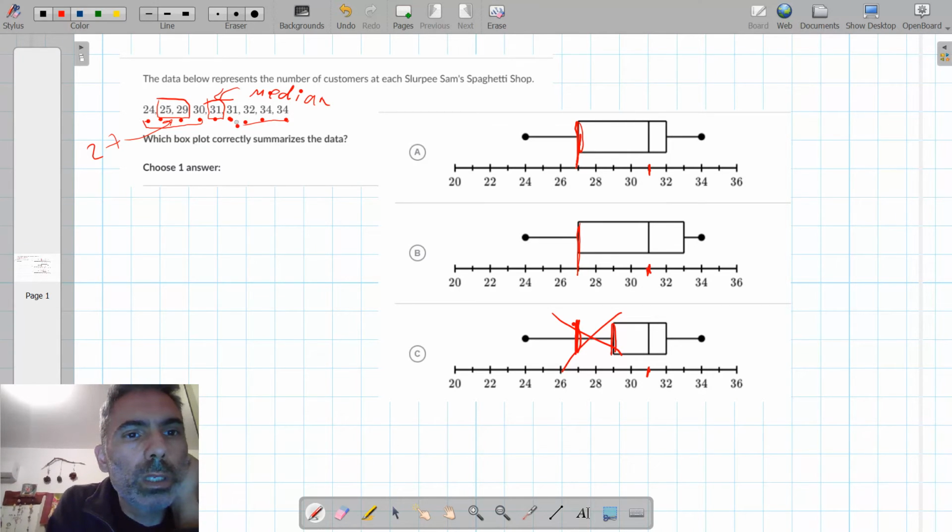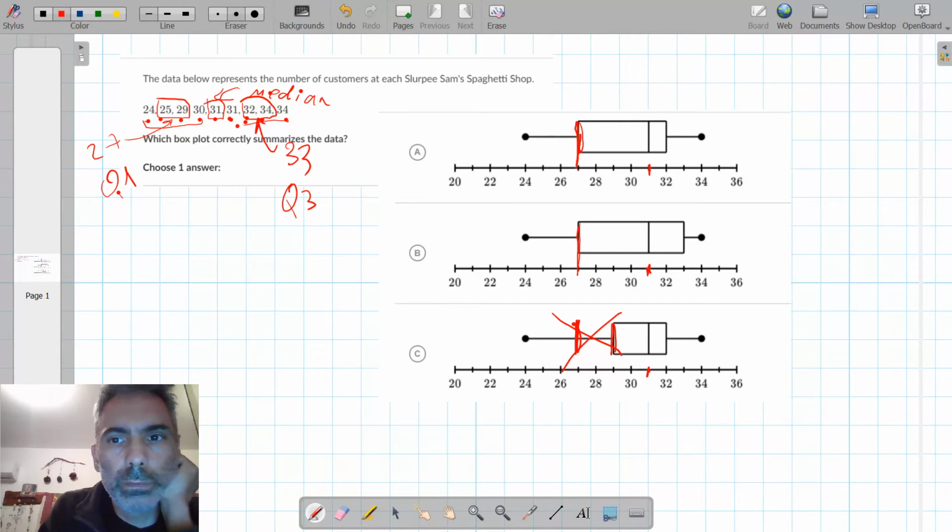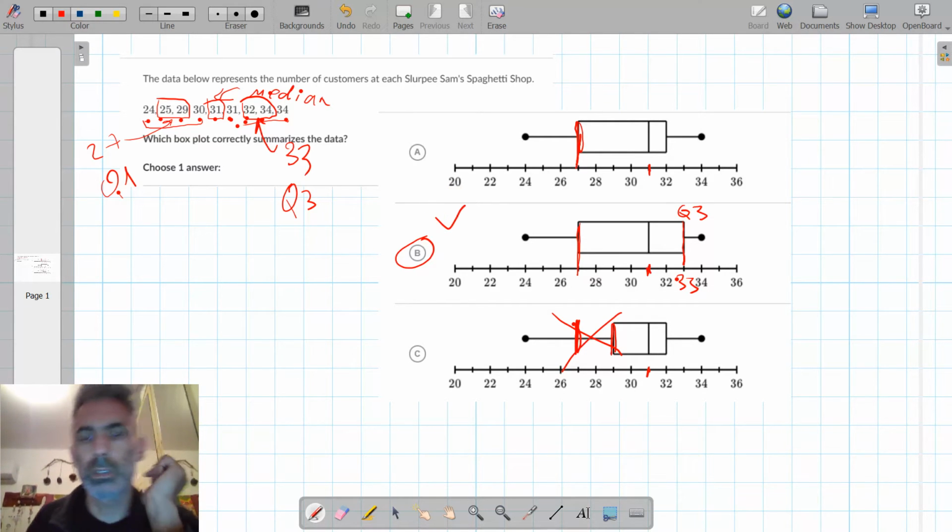Okay, and quartile 3 is the mean of these two data points here, which is 33. This is quartile 3, and this is quartile 1. So quartile 3 should be 33. Okay. So only option B shows quartile 3 at 33. So option B is correct.